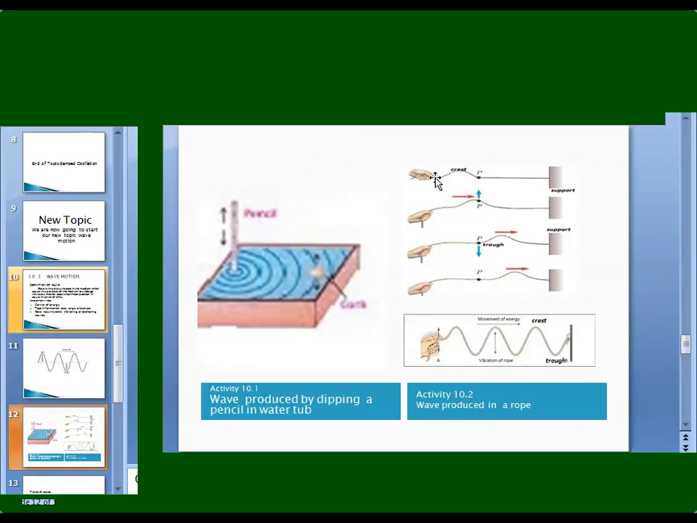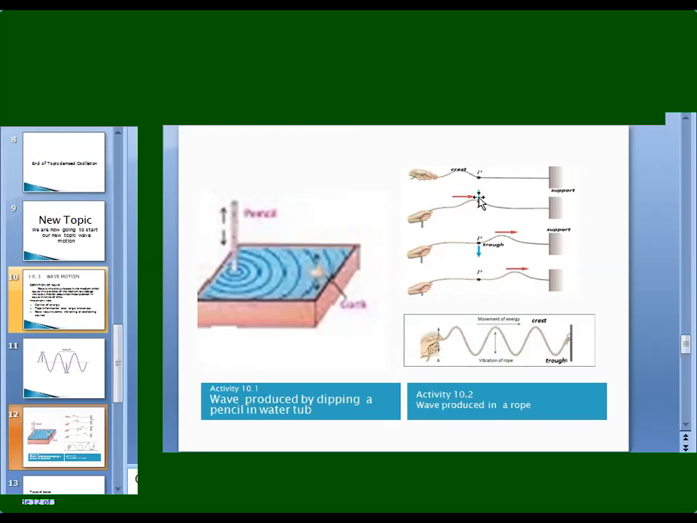Then we discussed the second activity, 10.2, wave produced in a rope. The rope has two ends. One end is attached to a fixed end, and the other end is in our hand. When we flip the rope, what will happen? Since a wave carries energy, and we have marked a point P on the rope, what will happen when we flip our hand?